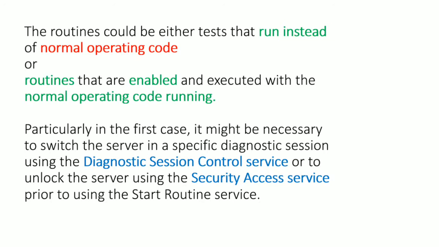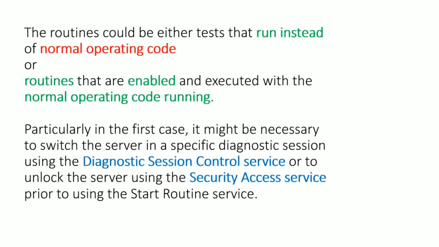In the first case, it may stop the normal operating code and run the instant code, else it will enable and execute along with the normal operating code. So the first statement and second statement are interlinked. For example, while the normal operating code is running, if you call some routine, it will run the instant code. Then when the instant code has been disabled by the stop routine, the normal operating code will start to execute again. This is what the first and second statements, given in the ISO, mean.